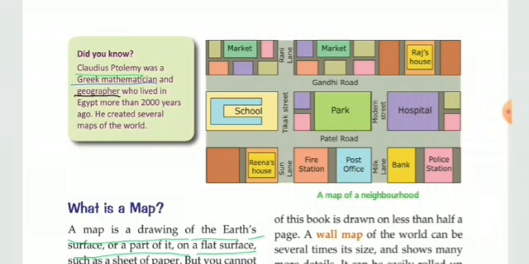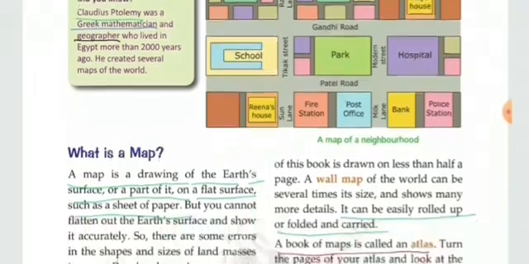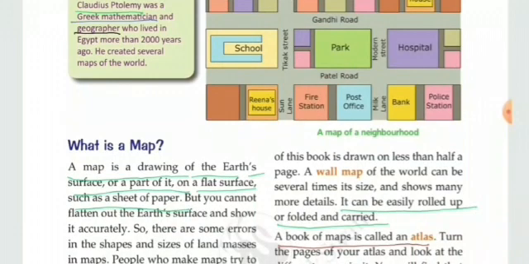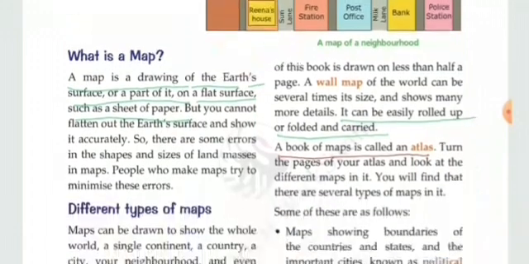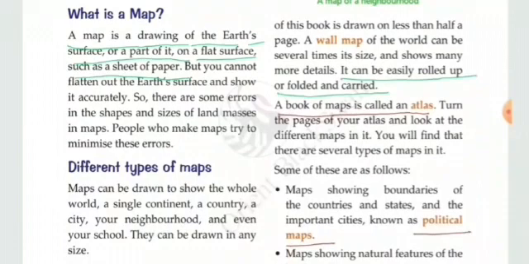Now let's come to page number 11. A map is a drawing of Earth's surface or a part of it on a flat surface, such as a sheet of paper. But you cannot flatten our Earth's surface and show it accurately. So, there are some errors in the shapes and sizes of the land masses in maps. People who make maps try to minimize these errors.